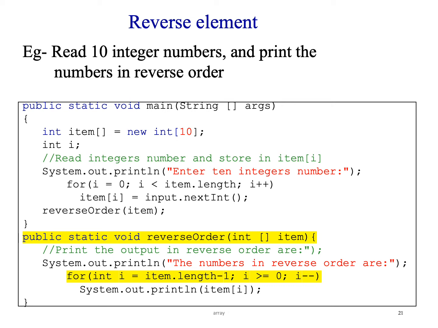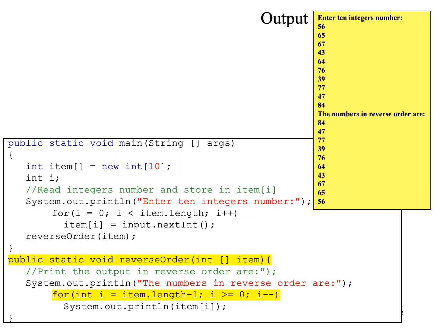Remember here that when we refer to the size of the array, we cannot use the size straight away as the last number of index. It will give us an error, index out of bound, so we have to do item.length minus 1. Item.length minus 1 refers to the last index number in our array. When we run the code, it will ask the user to enter 10 integer numbers. Try and run it and see if it displays the input in the correct reverse order.